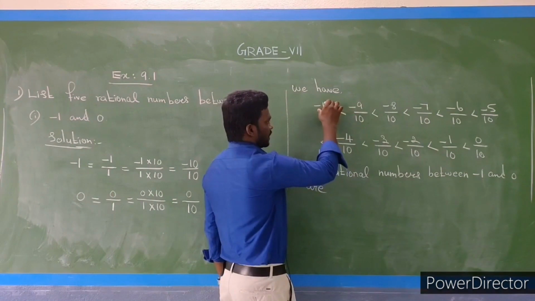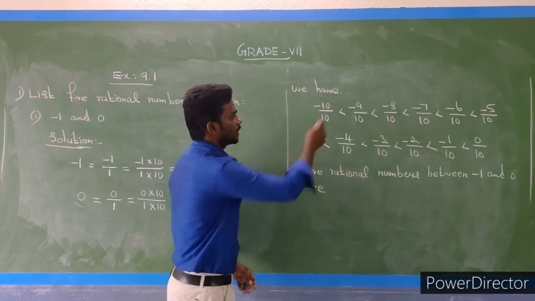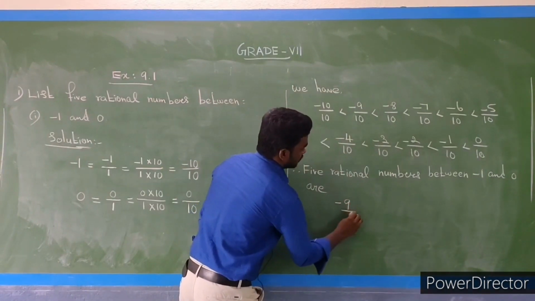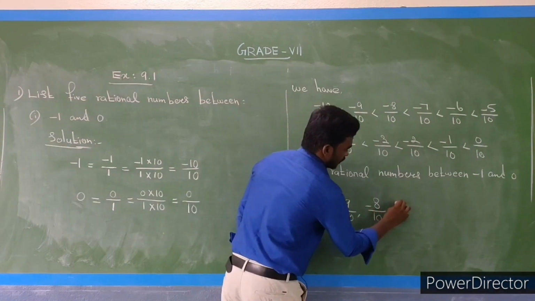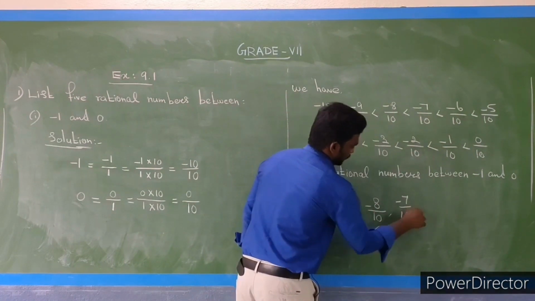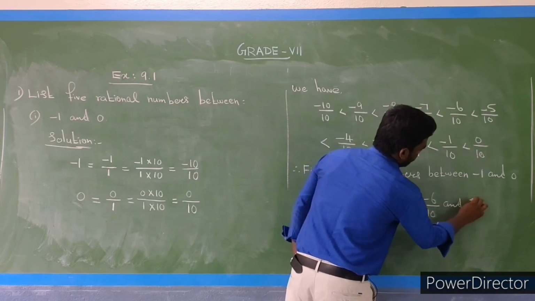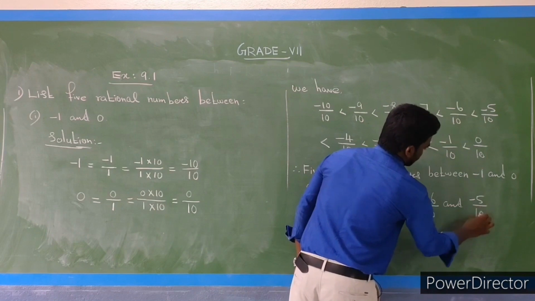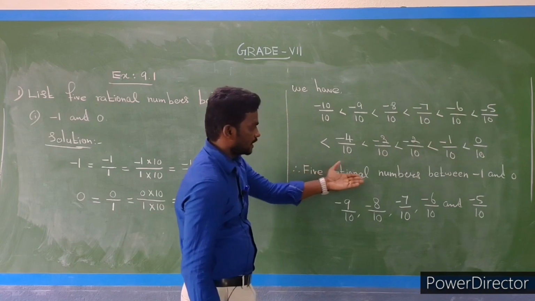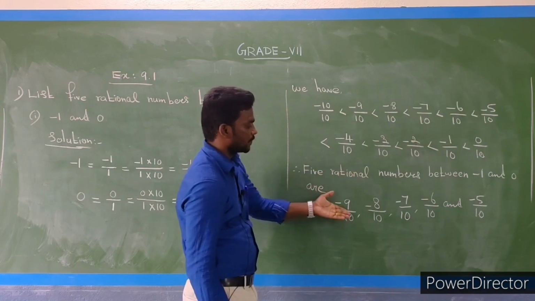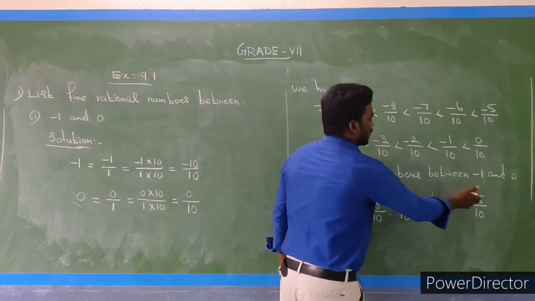So between minus 10 by 10 and 0 by 10 are the numbers between minus 1 and 0. These are minus 9 by 10, minus 8 by 10, minus 7 by 10, minus 6 by 10 and minus 5 by 10. So these are all numbers between minus 1 and 0. Therefore the 5 rational numbers between minus 1 and 0 are minus 9 by 10, minus 8 by 10, minus 7 by 10, minus 6 by 10 and minus 5 by 10.